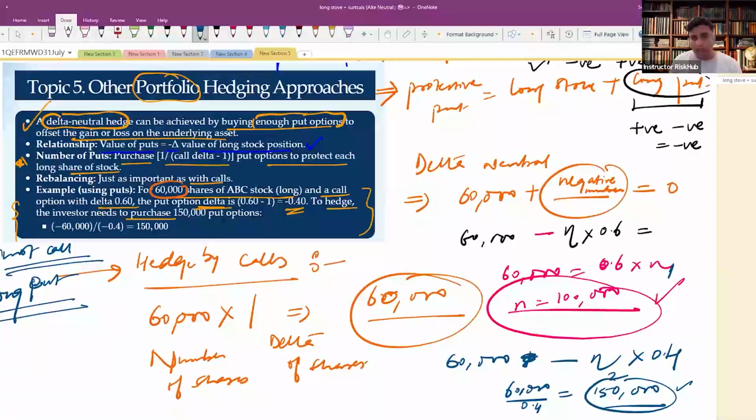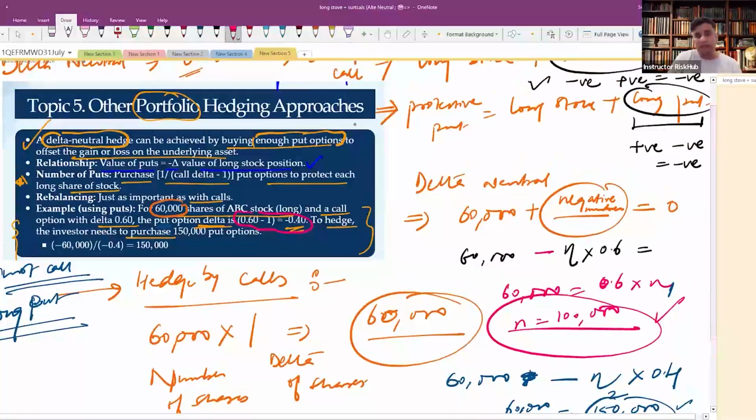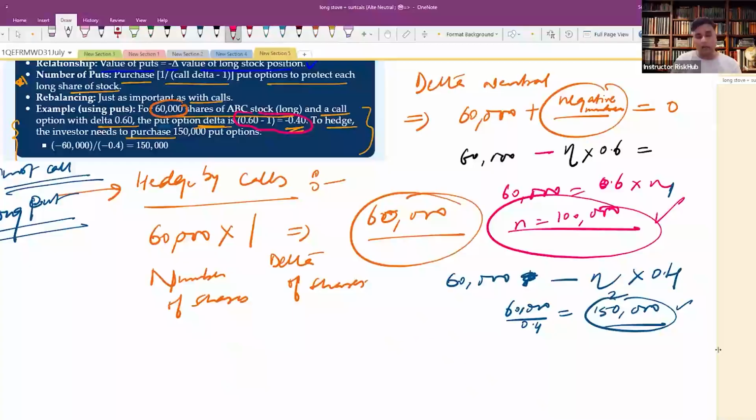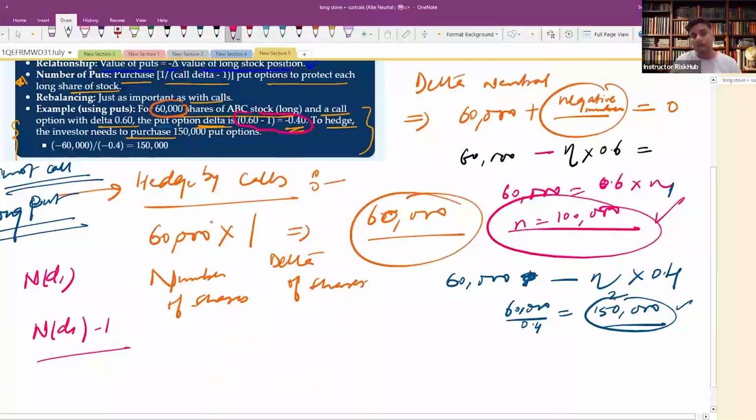Just know how to calculate put option delta. This sometimes troubles people. If you go back to when we studied it, call option delta was ND1. Put option delta was what? ND1 minus 1. Put option delta came out as minus 0.4. So just remember it.